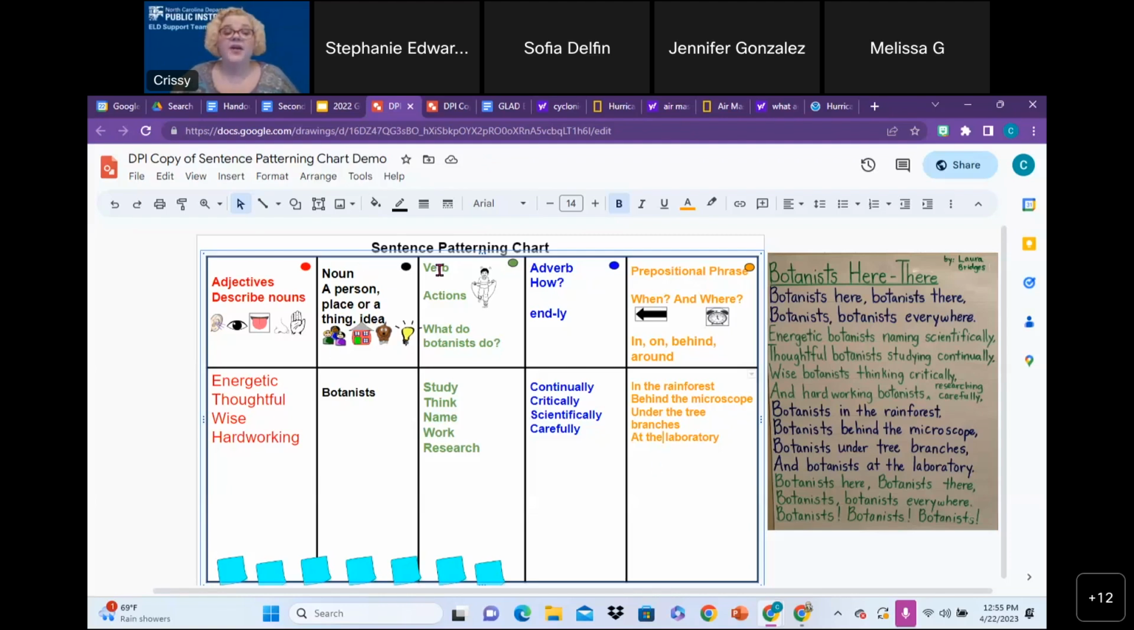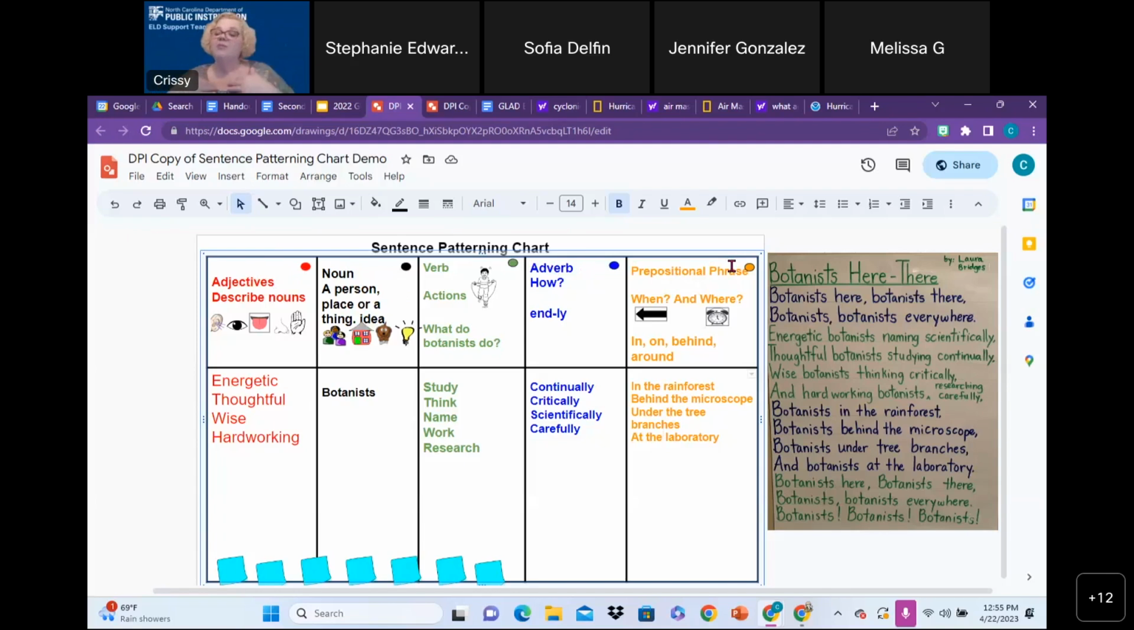Adjective, adjective, noun, adjective, adjective, noun, adjective, adjective, noun, verb, adverb, prepositional phrase. Okay, so I'm just going to ask you to join in with me, okay? Adjective, adjective, noun, adjective, adjective, noun, adjective, adjective, noun, verb, adverb, prepositional phrase. Good job. Y'all sang well with me.